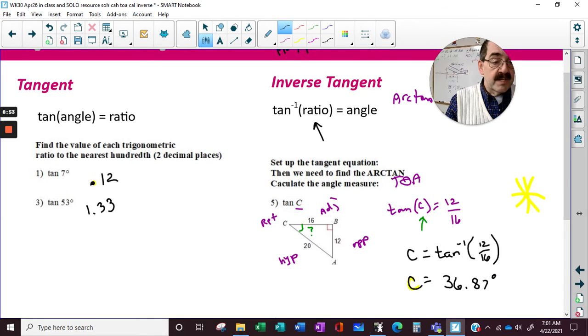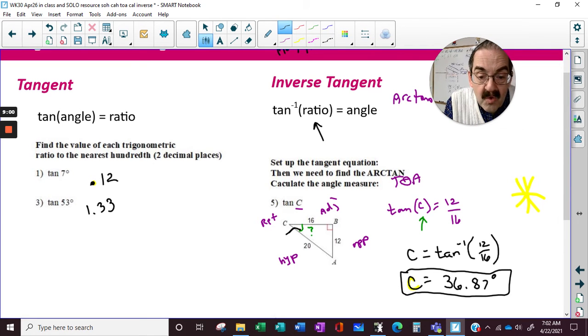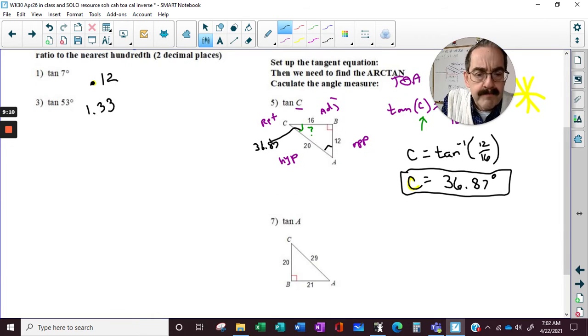36.87 degrees. And make sure we label, okay? Now, we know that's 36.87. All triangles are 180 degrees. We could calculate this if we wanted. All right. Now let's try another one.